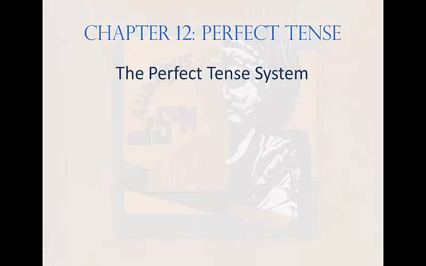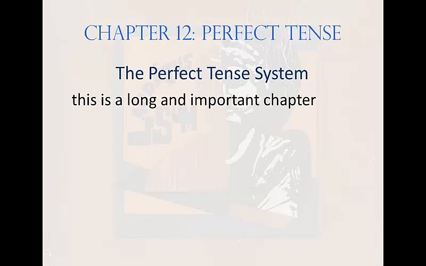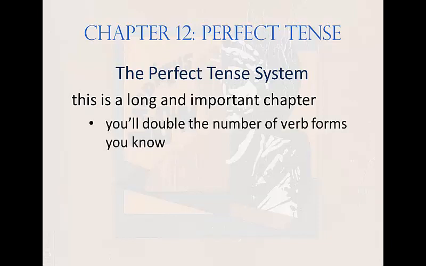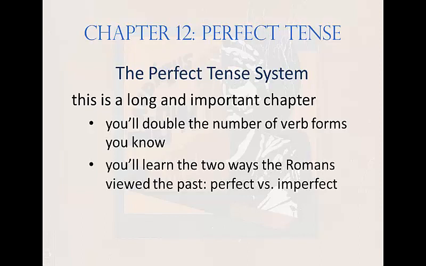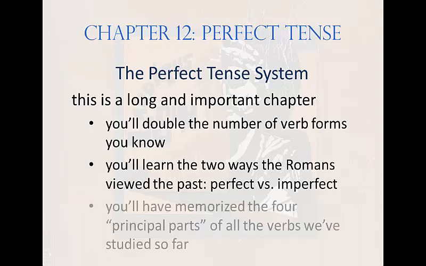The perfect tense system. This is another long and important chapter. By the time you're done learning the material included in this chapter, you'll double the number of verb forms you know. You'll learn the two ways the Romans viewed the past, the perfect versus the imperfect, and you'll have memorized the four principal parts of all the verbs we've studied so far.